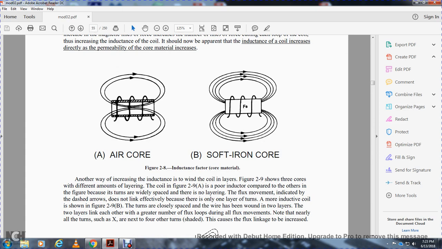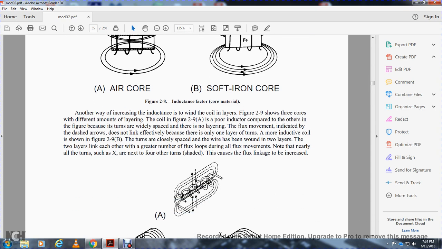Another way of increasing the inductance is to wind the coil in layers, as in figure 2-9 with three coils having different numbers of layers. The coil in figure 2-9A has poor inductance compared to the others, with turns in a widely spaced single layer and no layering. The flux movement indicated by the dashed arrow does not link, because there is only one layer with one turn. A more inductive coil is shown in figure 2-9B, with closely spaced turns wound in two layers. The two layers link each other with a greater number of flux loops during flux movement. This cuts across the turns, such as X and the four other shaded turns, so the flux linkage is increased.